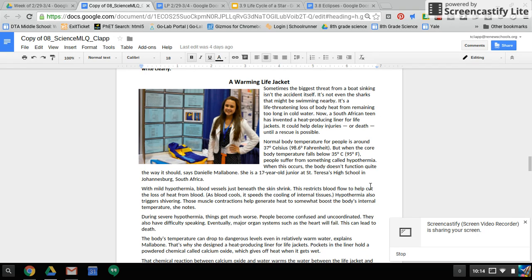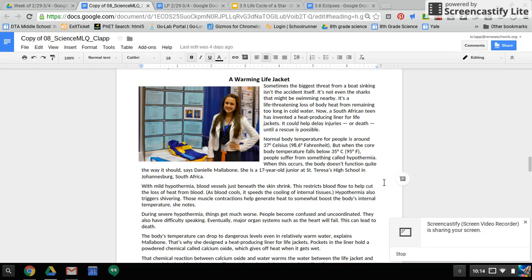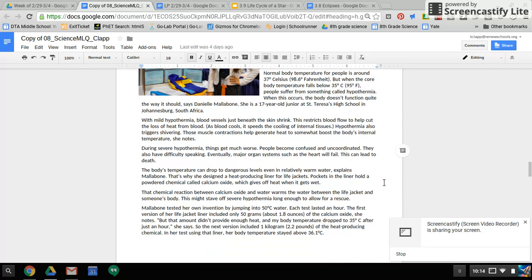Normal body temperature for people is around 37 degrees Celsius, 98.6 degrees Fahrenheit. But when the core body temperature falls below 35 degrees Celsius or 95 degrees Fahrenheit, people suffer from something called hypothermia. When this occurs, the body doesn't function quite the way it should, says Danielle Malabone. She is a 17-year-old junior at St. Teresa's High School in Johannesburg, South Africa.